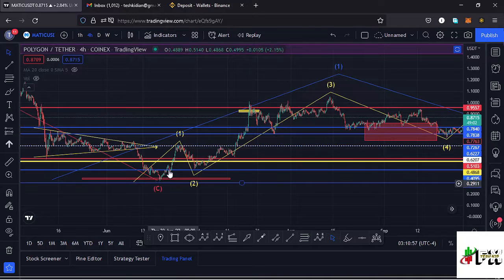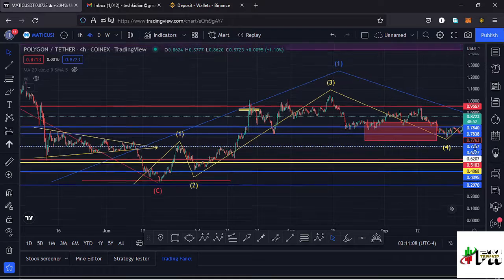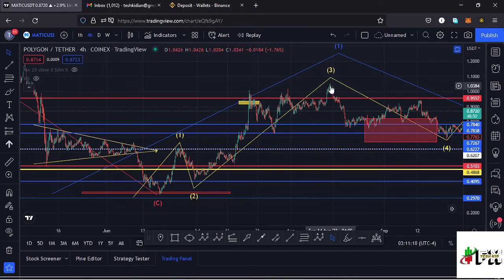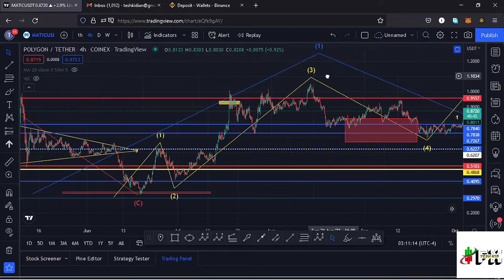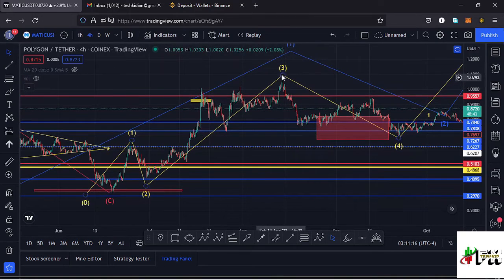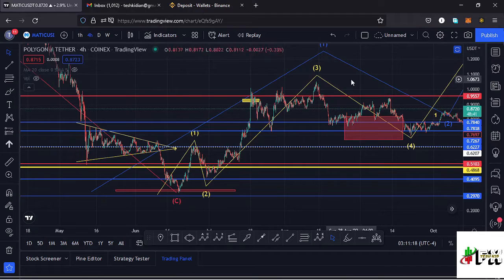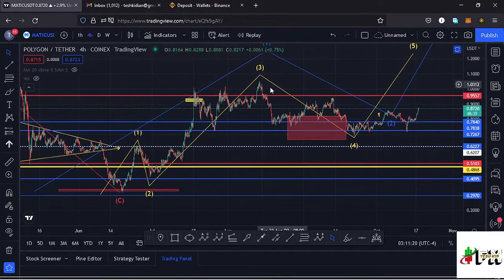After making our low down there, we saw a very nice bounce to the upper side, making our high for that first wave, then saw a very nice retracement to the lower side in the formation of a wave 2, then continued pushing higher in the formation of a wave 3, making our high for that third wave to the upper side at around the $1.06 mark. And after making the high for that third wave to the upper side, whatever we expected next is the formation of a wave 4 to the lower side.